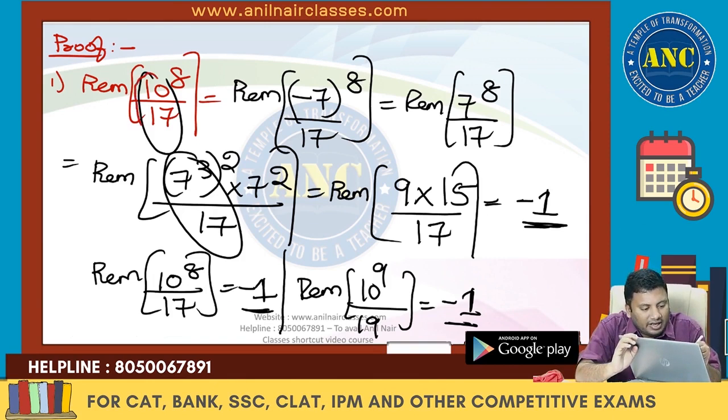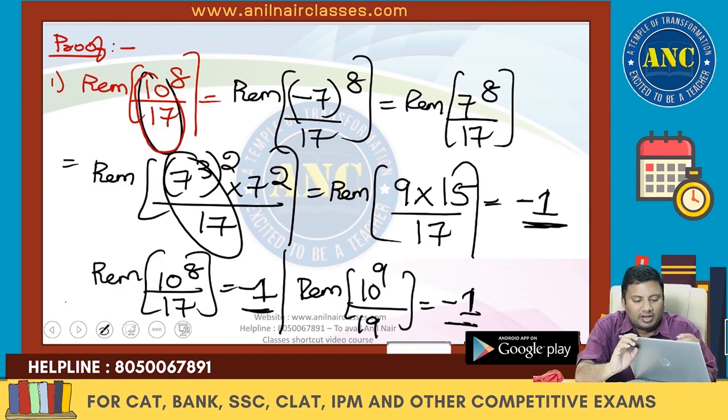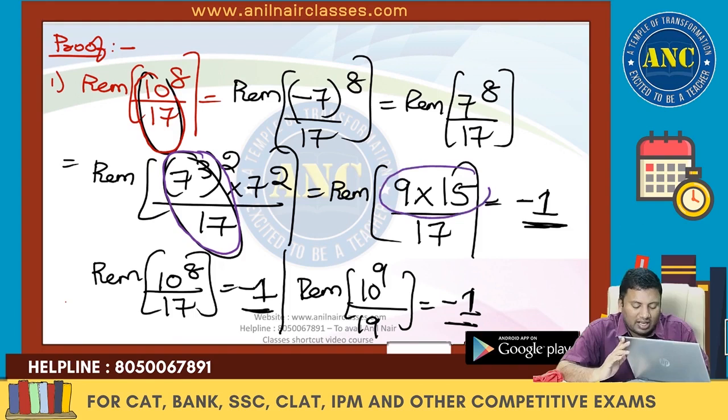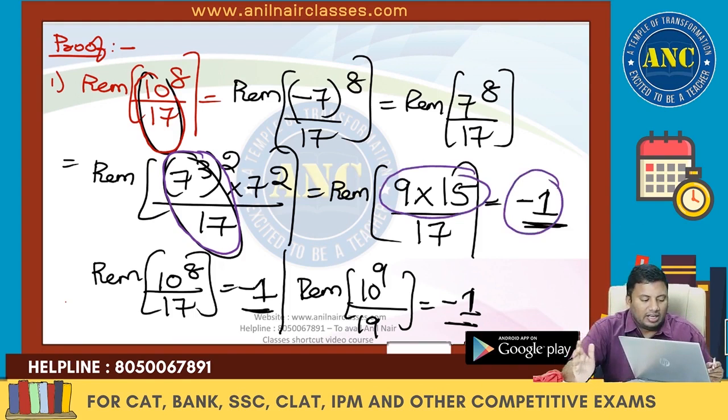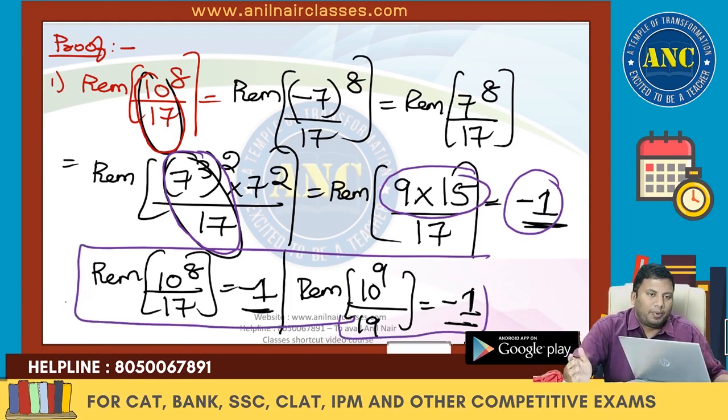10 power 8 divided by 17. 17 ones are 17. Negative remainder minus 7. Minus power even is plus. 7 power 8 by 17 is 7 cube whole square into 7 square. 7 cube is 343. 17 20s are 340. 3 square is 9. 9 into 15, 17 8s are 136. Remainder is minus 1. Please make a note of these two. 10 power 8 by 17 is minus 1. 10 power 9 by 19 is minus 1.